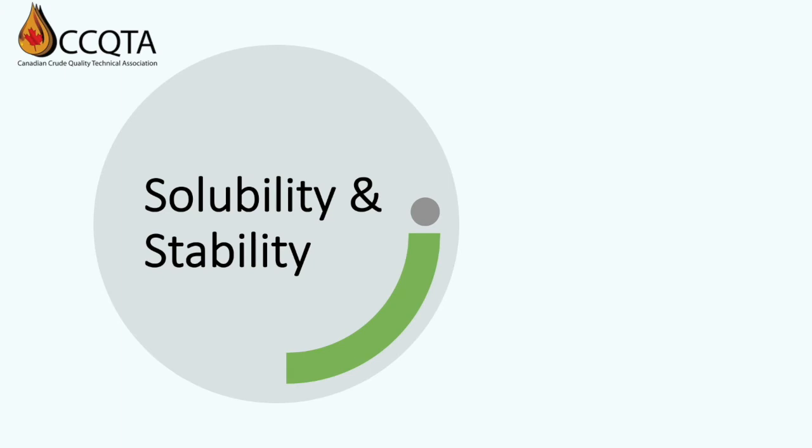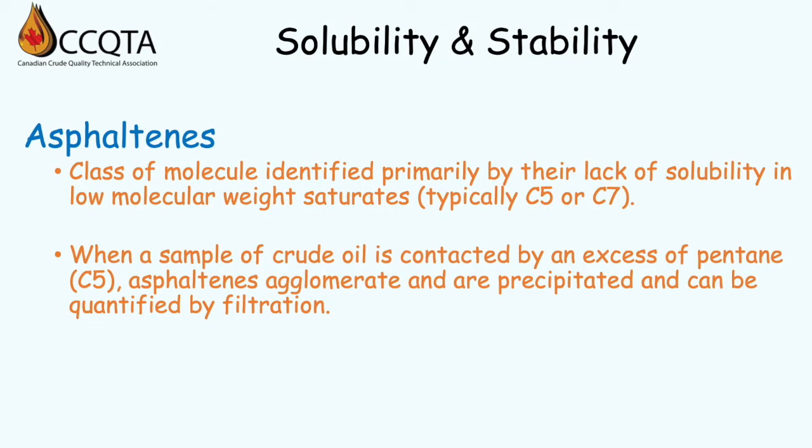Now that we have a basic understanding of hydrocarbon structures, let's delve a little deeper into solubility and stability as it applies to crude oil. When we're talking about crude stability, we're primarily talking about asphaltene stability. Given asphaltene's wide structural possibilities, they are a class of molecule identified primarily by their lack of solubility in low molecular weight saturates, typically C5 or C7.